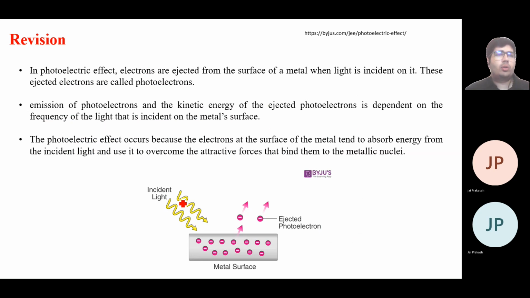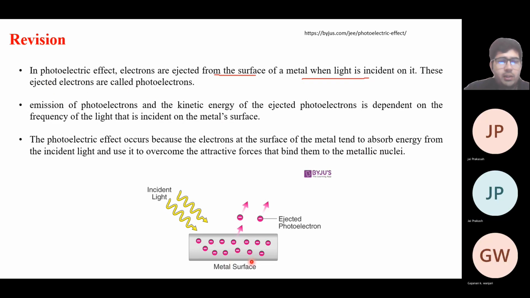Now in this week we have also covered the photoelectric effect. The photoelectric effect is the effect in which electrons are ejected from the surface of a metal when light is incident on it. Okay, so basically electrons are ejected from the surface of a metal when light is incident on it. These ejected electrons are called photoelectrons.